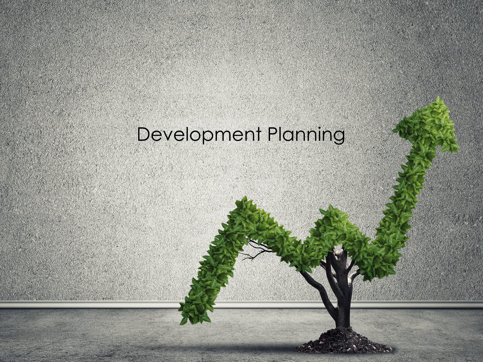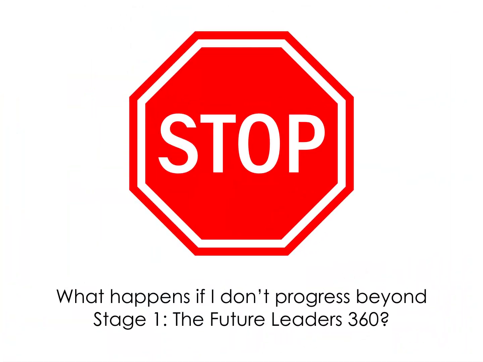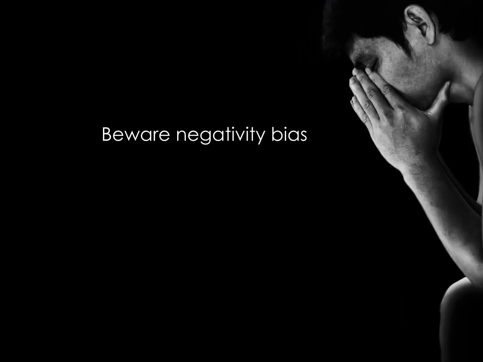Now you might be asking yourself a question at this stage. What actually happens if you don't progress beyond stage 1, the Future Leaders 360? So in other words, if your data isn't strong enough to justify you moving to stage 2. Well, the first thing I want to say to you, and I'll reiterate this in the debrief with you, is don't do what you can see in this image here. Now it's very natural that if you don't progress, you'll be disappointed. But it doesn't mean that you're no good, and we call this negativity bias.